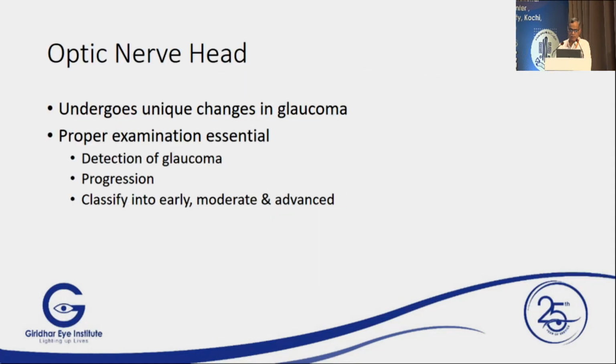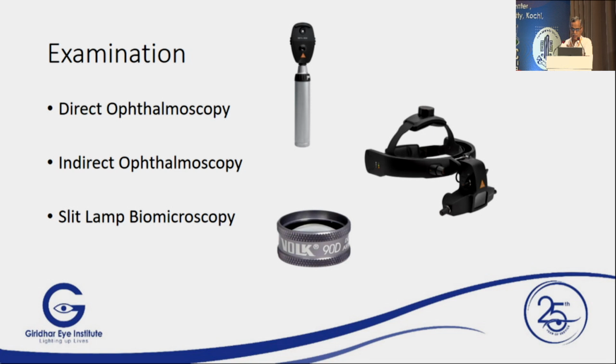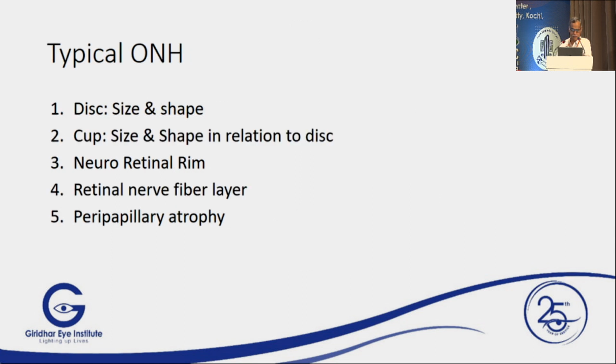So, why do we check the optic nerve head in glaucoma? It undergoes characteristic changes in glaucoma that we need to recognize, so as to be able to not just diagnose the glaucoma but also to quantify the progression and classify it into early, moderate, or advanced disease. There are various methods by which we can do this, and probably slit lamp biomicroscopy is the commonest one that we routinely use in the OP.